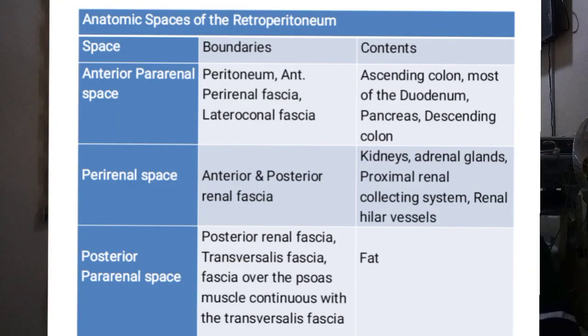Now, this table discusses the boundaries and the content of the anatomical spaces of the retroperitoneum. Take some time to look at them and understand what we just explained.